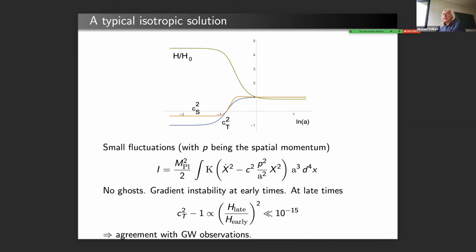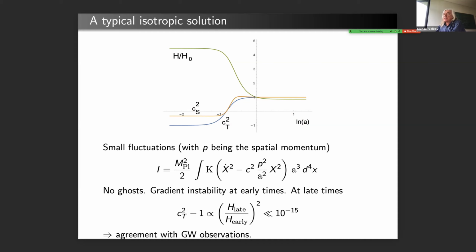Now, everything is nice, but the problem is that if you consider the small fluctuations around these backgrounds, then we discovered that in both scalar and tensor sectors, the squares of the speeds of sound become negative at small times.